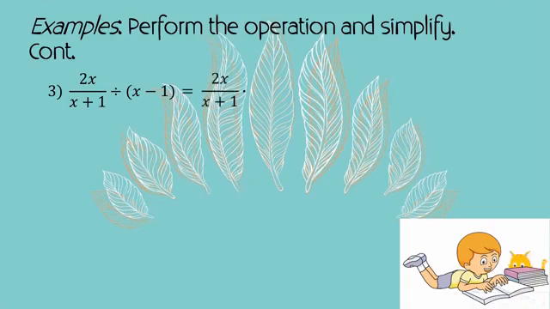Okay, so you have 2x all over x plus 1. Then ang division, gawin natin multiplication. But you write the reciprocal of the divisor, and the reciprocal of the divisor, okay, so wala siyang denominator. So pag walang denominator, understood that the denominator is 1. So the reciprocal is 1 all over x minus 1. Now, when you say reciprocal, we just simply interchange the numerator and also the denominator.